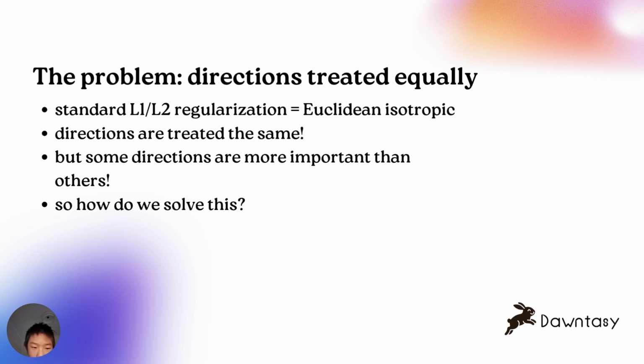The problem with standard L1 and L2 is that it's Euclidean, meaning all directions are treated equally. There's no sense of which direction is more important and which one isn't. Equivalently, this is just A equals I, so directions are treated all the same. But in the real world, some directions are going to be more important than others. For instance, you might care about one direction more than another one. So how do we solve this?